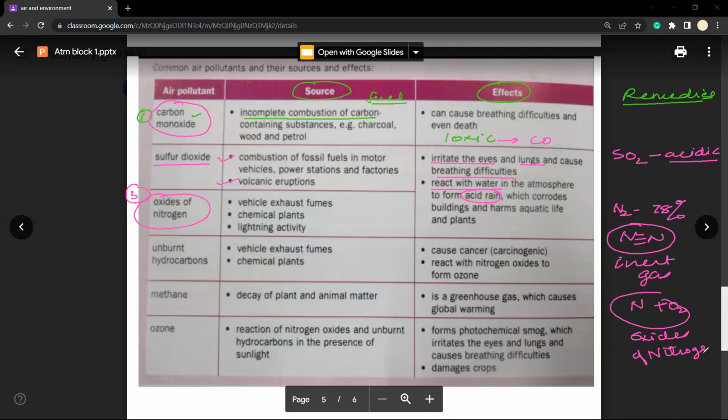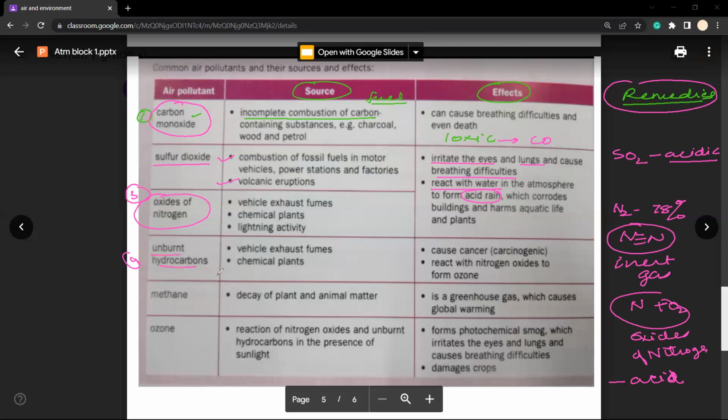Now, these oxides of nitrogen are again acidic in nature, and the effect they have is that they lead to acid rain, right? And we'll talk about the remedies, how to stop the emission of these oxides of nitrogen, so that there is no impact on the atmosphere. So we'll be talking about the remedies later. Then comes the fourth pollutant, unburnt hydrocarbons.